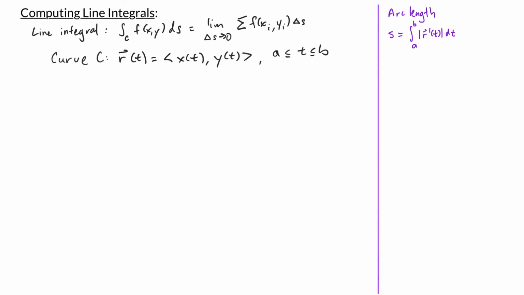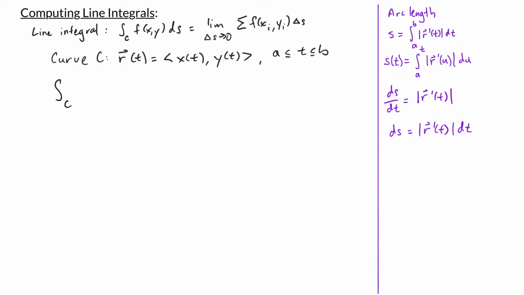Then when we talked about arc length parameterization, we were able to write s in terms of t. Using the fundamental theorem of calculus, we can find that the derivative of s with respect to t is the magnitude of r prime of t. So this gives us the relation ds equals magnitude of r prime of t dt. And this gives us a way to compute line integrals.